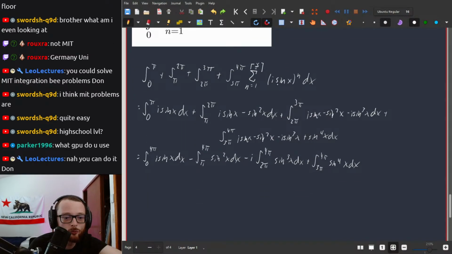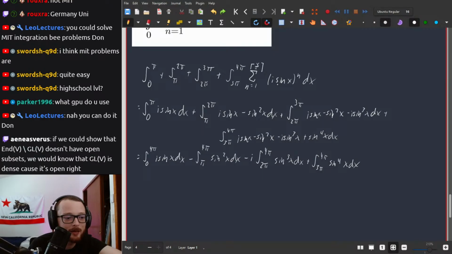I'm not gonna do these integrals by hand. I will Wolfram Alpha them though. They're just tedious and not actually challenging. So I don't want to do them.